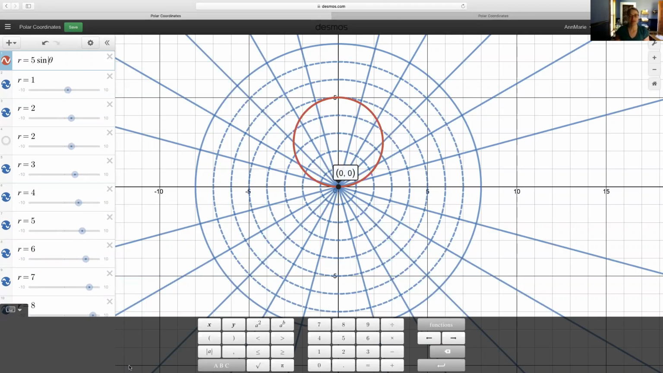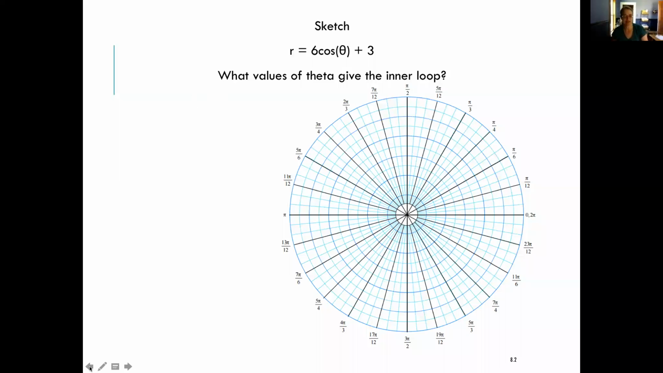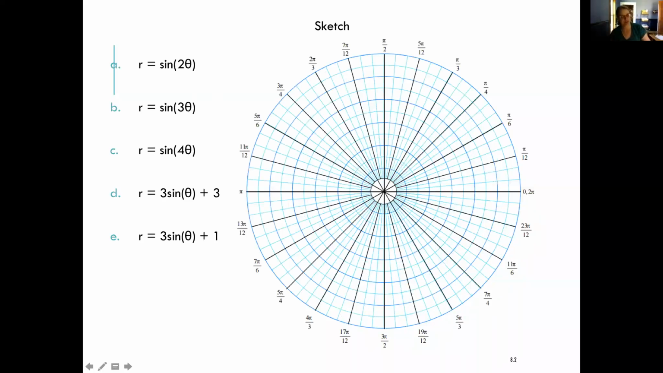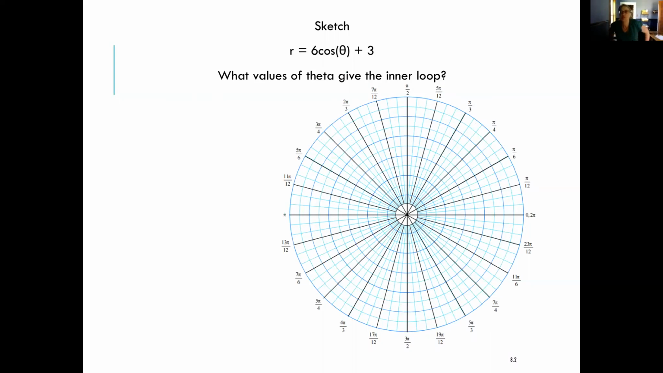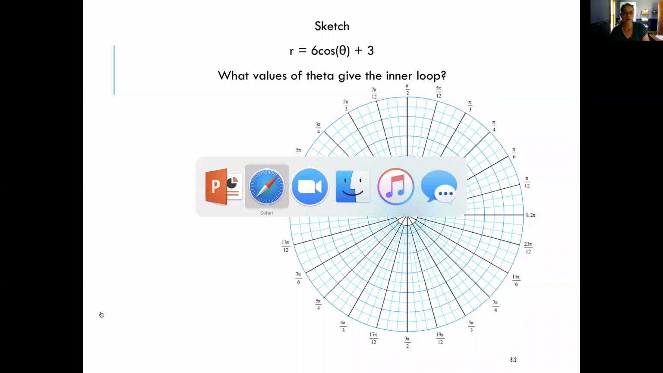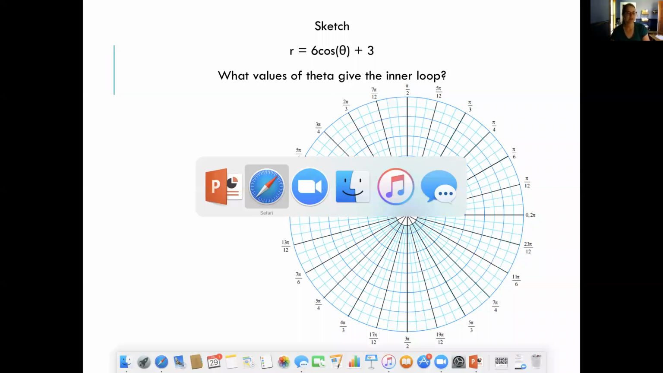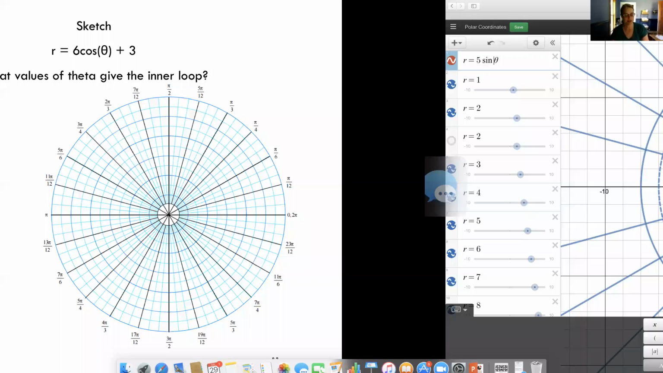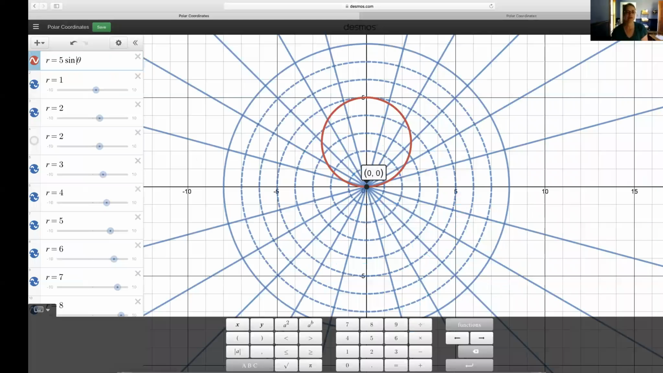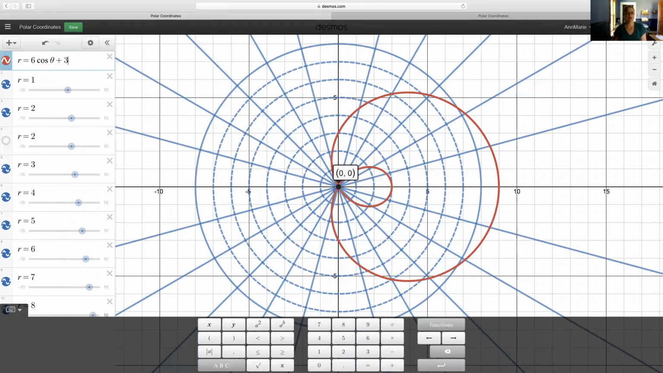Now, let's do this one. Let's do r equals 6 cosine theta plus 3. I'm going to just put this on Desmos because it's going to be a little bit hard for me to draw. So let's use Desmos here. You could sketch this by hand by simply plotting points on your polar coordinate paper. r equals 6 cosine theta plus 3. 6 cosine theta, we know that this part would just give us a circle. But what happens when I add 3? Ooh, I get an inner loop. Wow. Well, that's interesting.